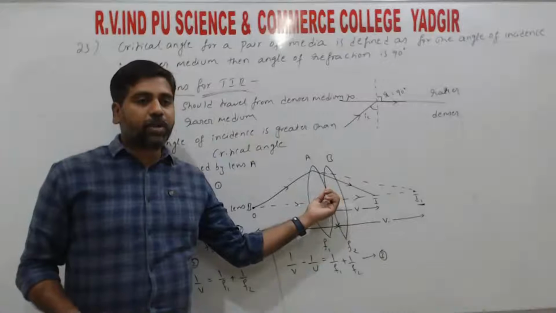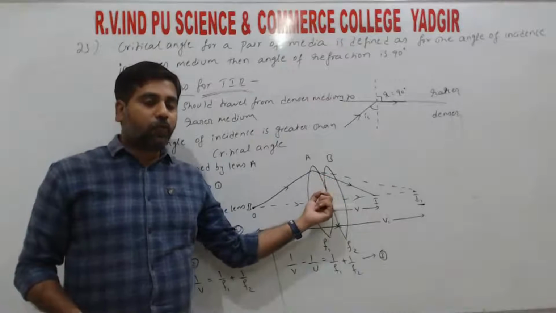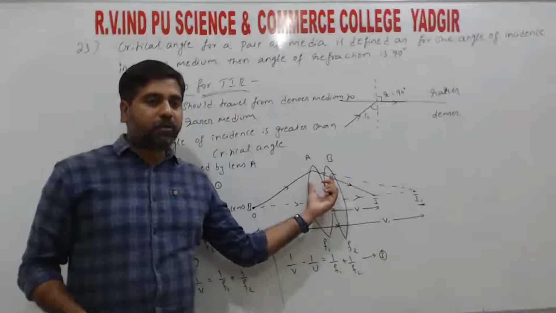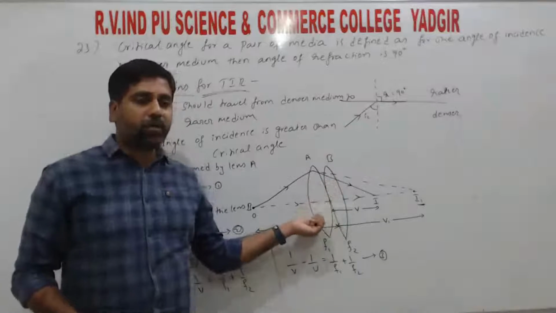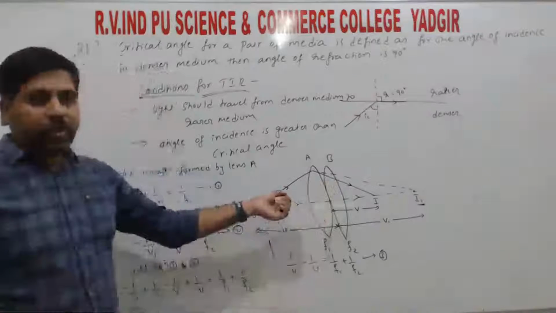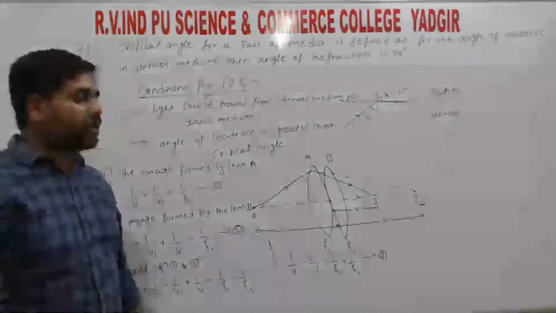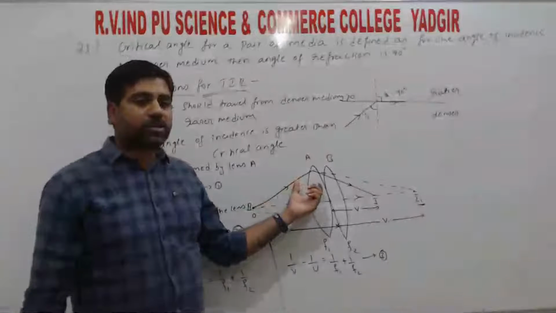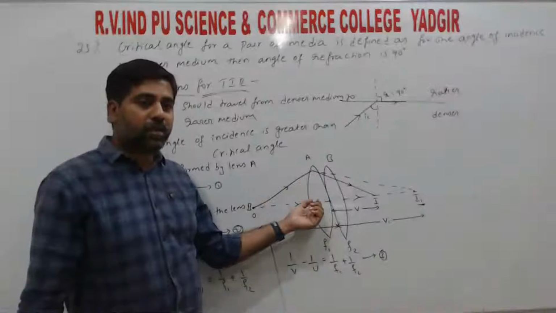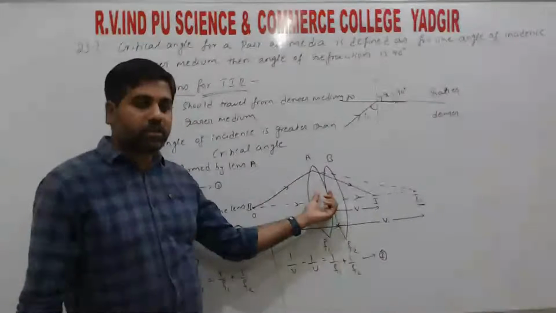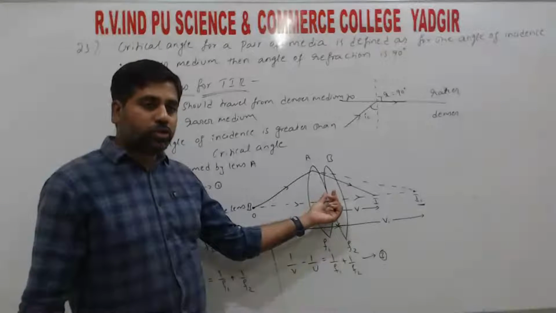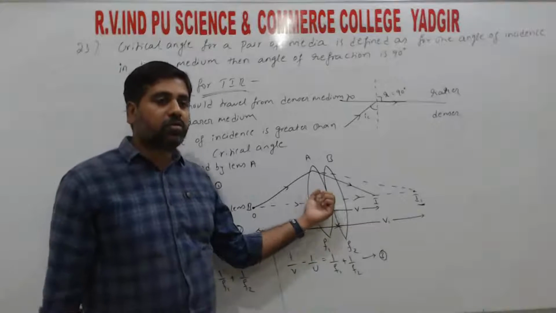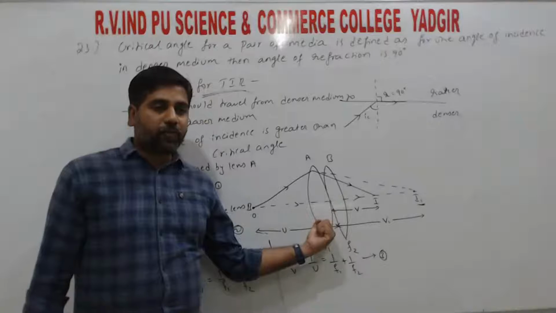Now the combination of lenses is replaced by a single lens of focal length f. The two-lens combination is replaced by a single lens, that is the effective lens or effective focal length. Similar to capacitance, where we discussed two capacitors connected in series and parallel, here also two lenses are in contact, so we replace them and consider a single lens. So the single effective lens has focal length f.